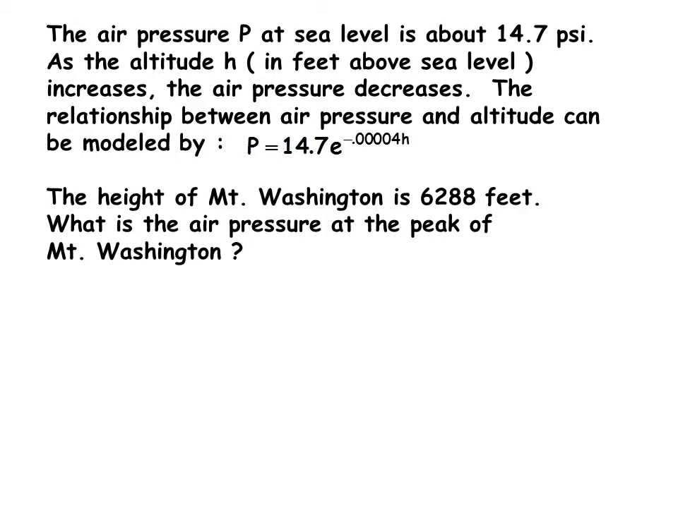Well, they give you the equation here, so all you have to do is figure out what variable they are asking you to solve for and what variables they are giving you. They say here the height of Mount Washington is 6,288 feet. So that's the H in the equation. And what is the air pressure at the peak of Mount Washington? Well, the air pressure is P. So you can see that if you just go ahead and plug all of these variables in, put this in your calculator, you should get 11.4 psi.